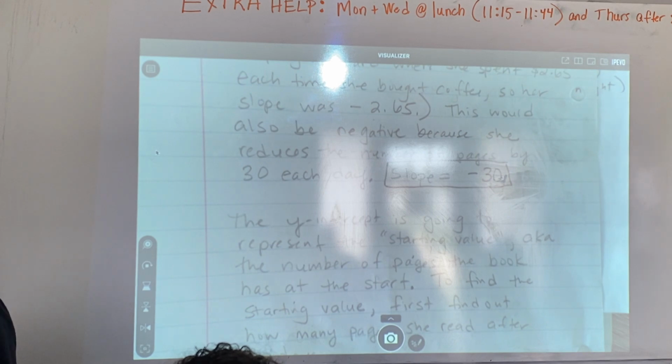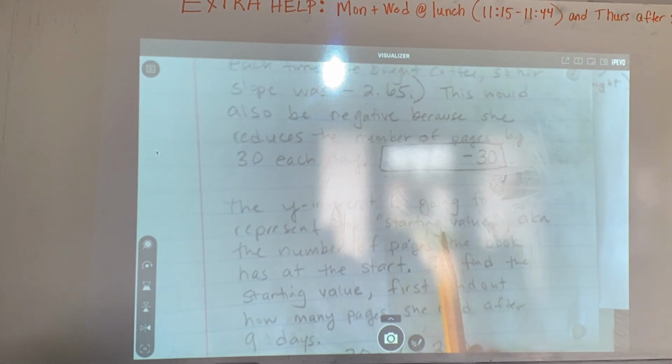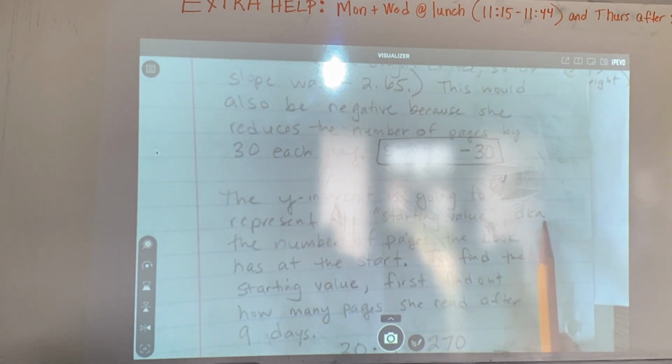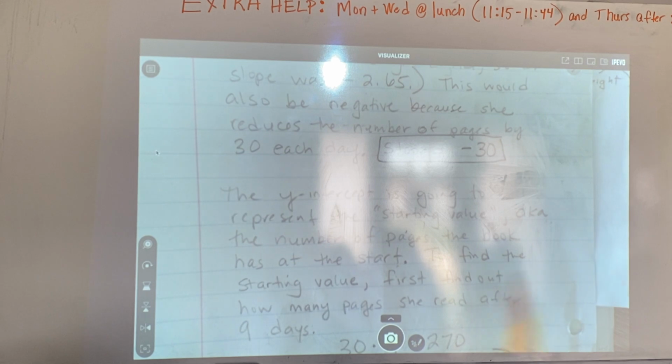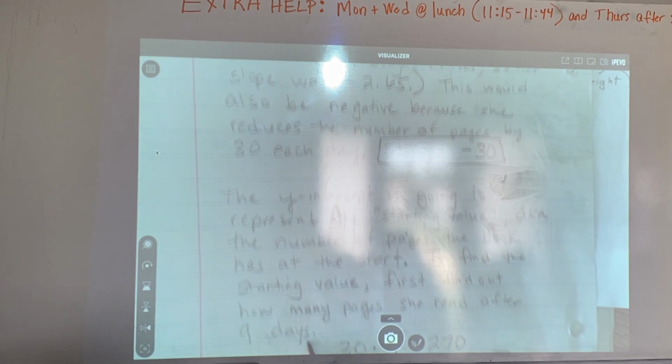However many pages it is. Very good. So if your book has 100 pages, 100 pages is your starting value before you begin reading, right? So it's our starting value, which can also be represented by the number of pages the book has at the beginning, right? The number of pages that the book is. To find out the starting value, first you have to find out how many pages she read after 9 days.